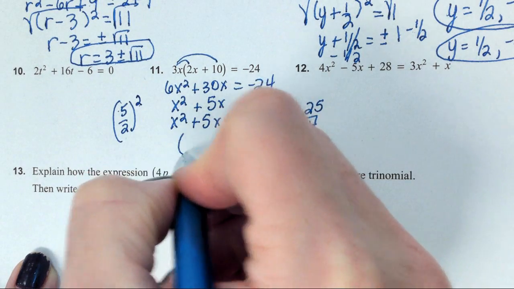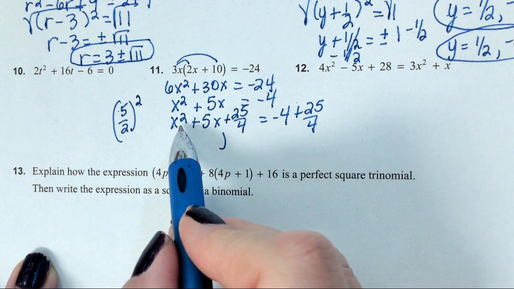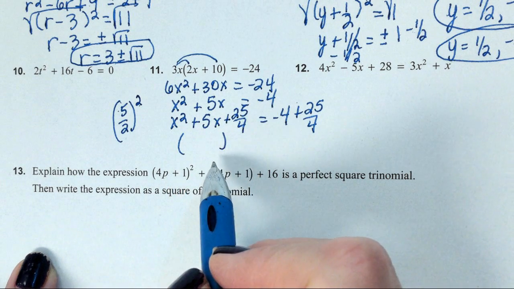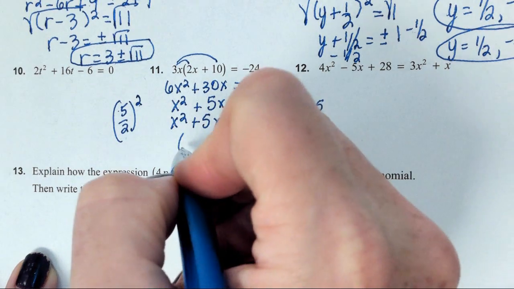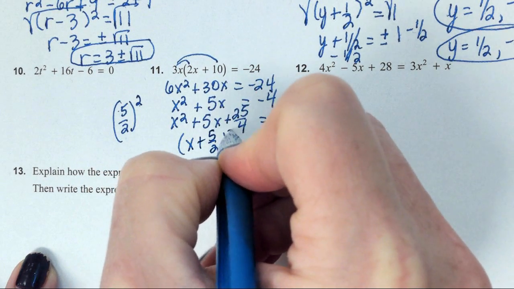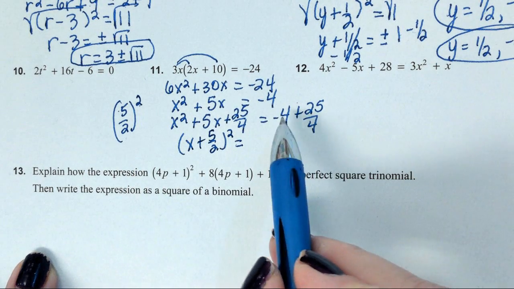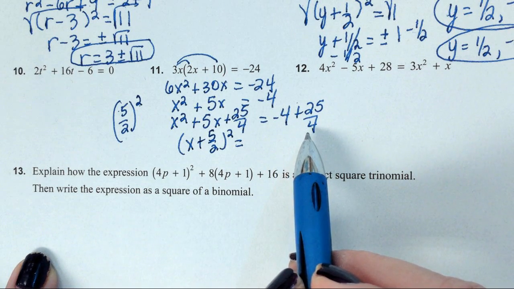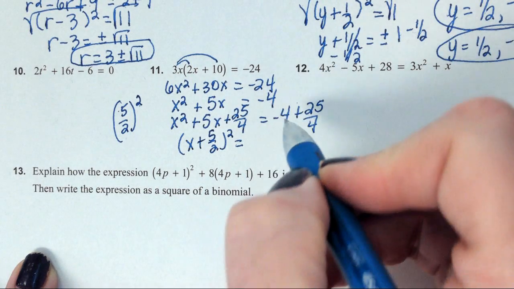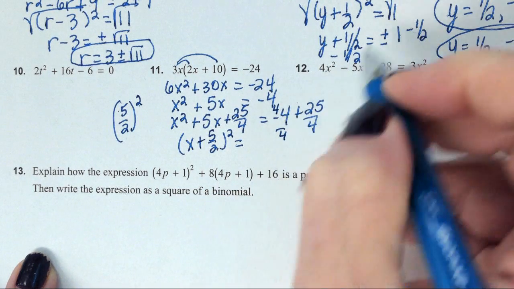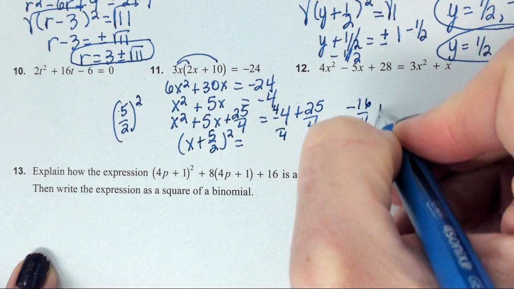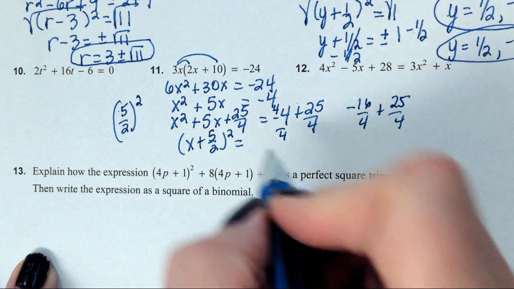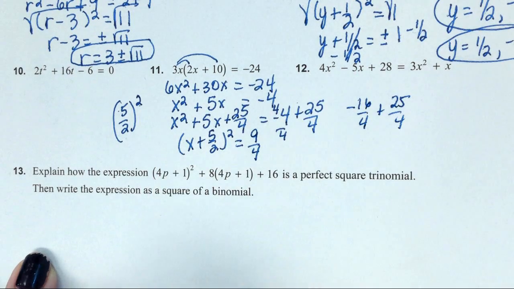Mitchell, do you know how this is going to factor here? It's a little bit tougher, but it's always x plus and then this square root. Right, so it's x plus 5 over 2 squared equals. Now I need to combine these. Well, what am I going to have to do to combine those? I have to have a common denominator, right? So I'm going to multiply this one by 4 over 4. So that's going to be negative 16 over 4 plus 25 over 4 in order to combine those two. So that's going to give me 9 over 4.